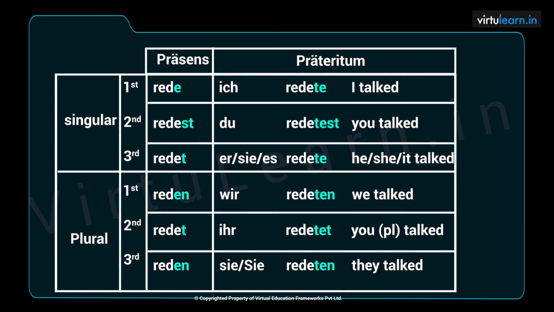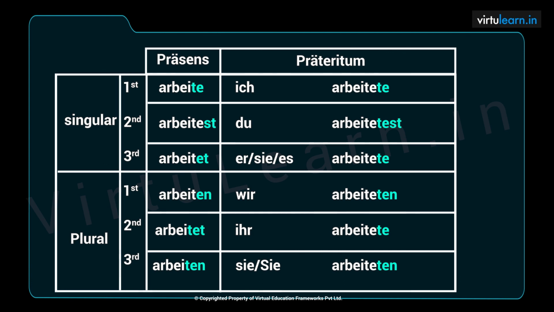Let's also have a quick look at another verb where the stem ends with T, that is arbeiten. So you have seen the conjugation of arbeiten in your previous lessons. Let's have a quick review. Ich arbeite. Du arbeitest, where an additional E is added after the stem and before the ST ending. Sie, es arbeitet, additional E between the two T's. Wir arbeiten. Ihr arbeitet. Sie arbeiten. Now let's look at the conjugation in preteritum.